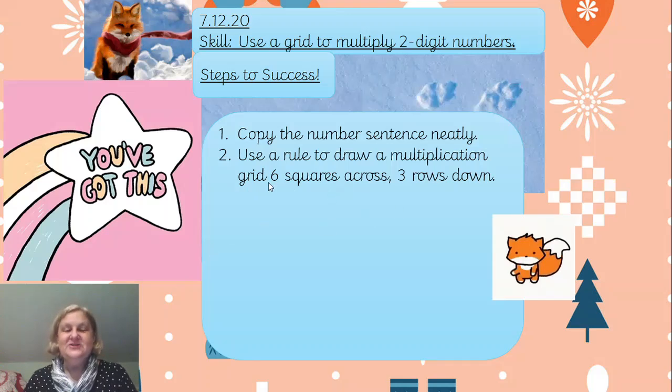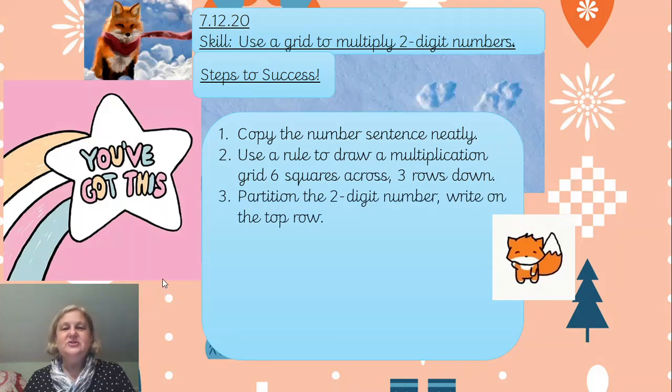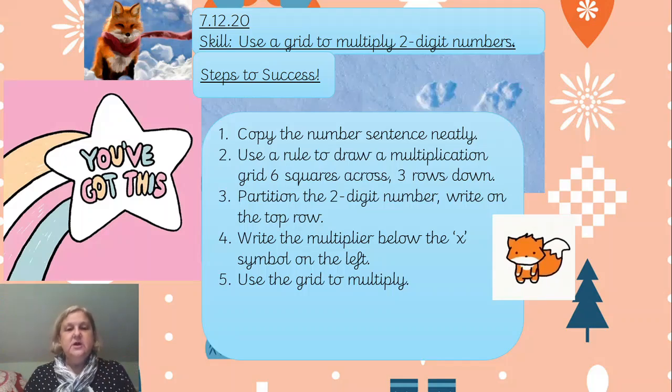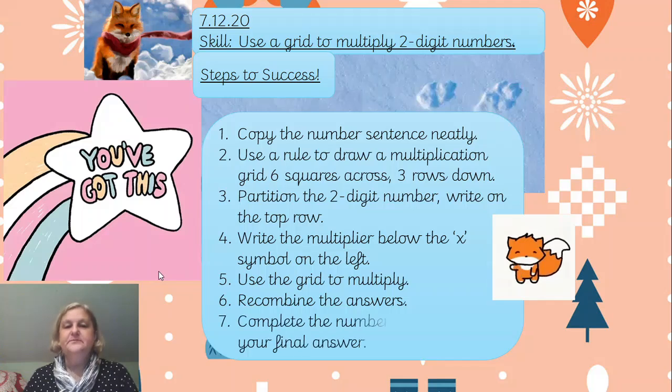So to draw a multiplication grid, 6 squares across and 3 rows down. Partition the 2-digit number right on the top row, and put your symbol in and your multiplier underneath it. Use the grid to multiply using your place value. Don't forget to get those tens in with your zeros adjusted, and then you recombine the answers, making sure you don't make slip ups in that area. And then you complete your final answer back into your number sentence at the end after your equals, not on top of the sum, like I've managed to do pretty much on every one today, so I'm sorry about that.